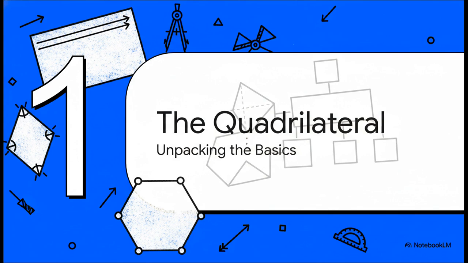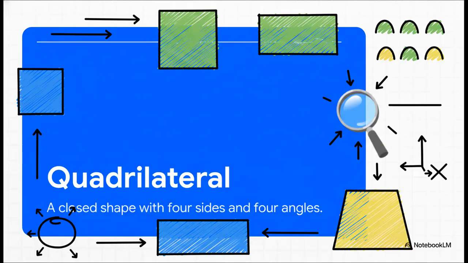And to really get our heads around a rectangle, we've got to start with its family. We're talking about the quadrilaterals. Now, the definition is actually super simple. Quad just means four, and lateral means side. So a quadrilateral is any shape with four sides and four angles. The only other rule is that it has to be a closed shape. All the lines have to connect and trap a space inside.